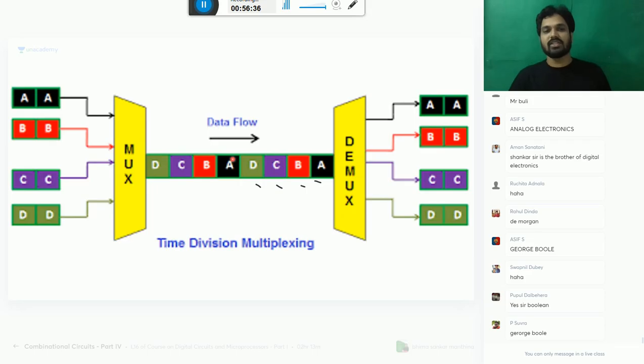Okay, so please listen. At the receiving end, you use one demultiplexer, which just does the reverse job. You have many to single here, and single to many there. This data is to be given to which receiver?